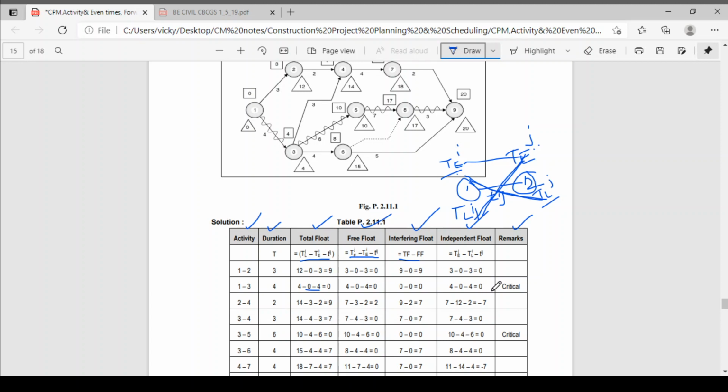Now see here, this is a critical activity. For all critical activities, total float is 0, free float is 0, interfering float is 0, and independent float is 0. For every critical activity, float is 0. If their float is 0, then we call it a critical activity. That means there is no chance of delaying this activity.